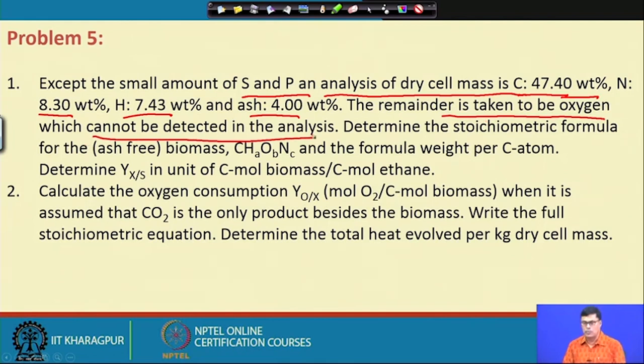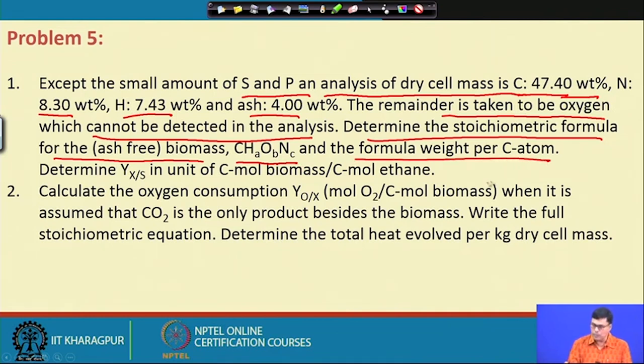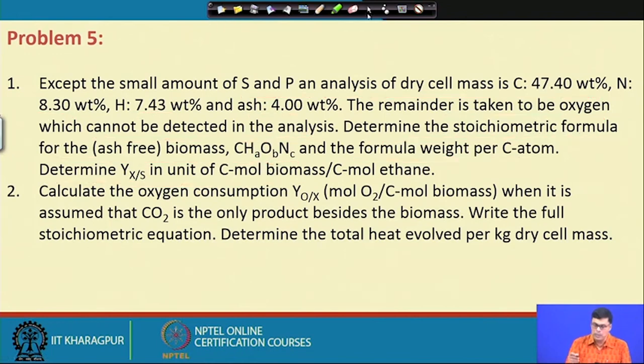It is very difficult to find out the oxygen present in the substrate. Determination of the stoichiometric formula of the ash-free biomass is CH_aO_bN_c, and the formula weight per gram atom carbon, and determine Y_X/S in the unit of carbon mole biomass per carbon mole ethane. Now you can remember that previously, what is given?